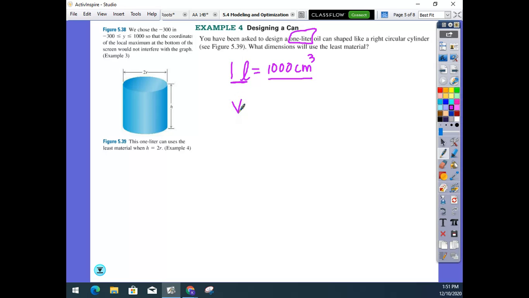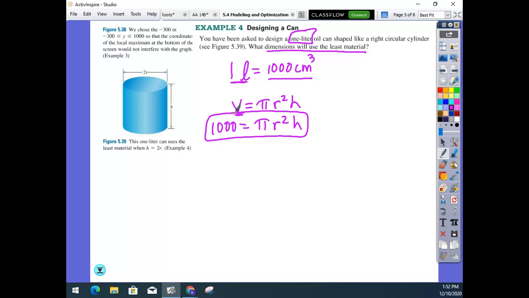How do we find the volume of a right cylinder? That's pi r squared h. And sometimes they even give you that. All right, so we know that our volume is this. We want to create the dimensions with the least amount of material. Is the material calculated by the volume? No. We're going to put this little equation on hold for just a minute.